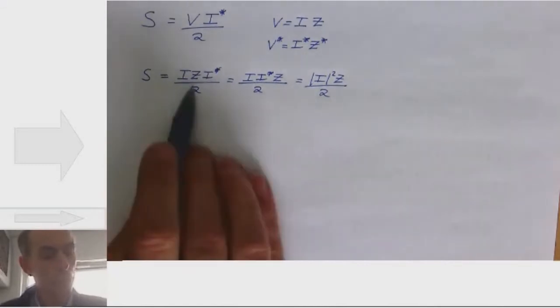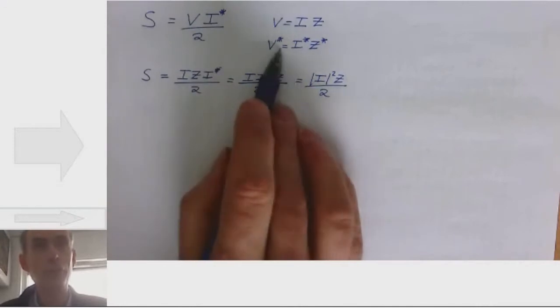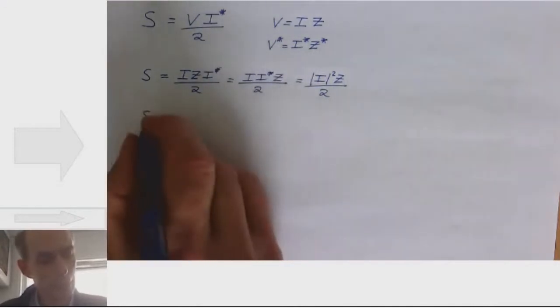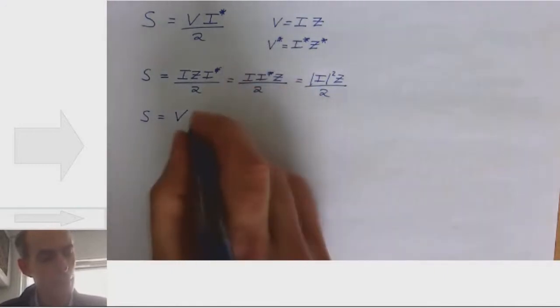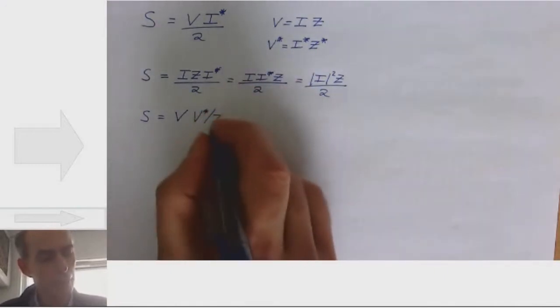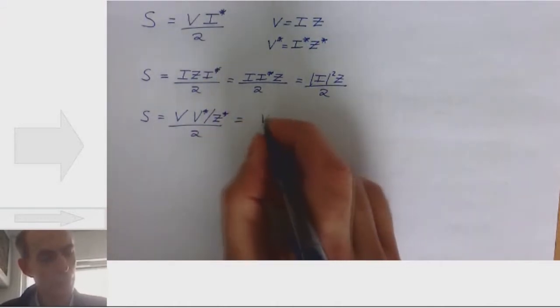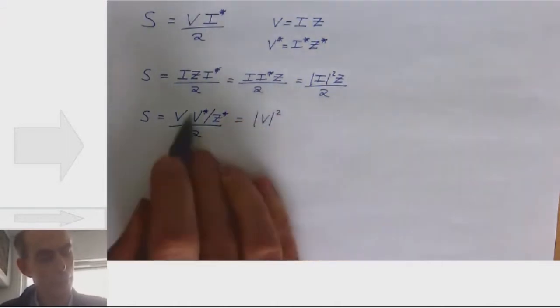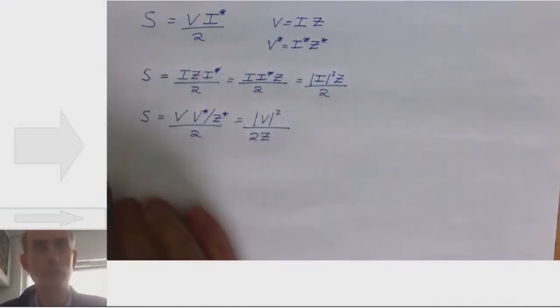I could also substitute in for the complex conjugate of the current from this expression here, and that would give me S equals V times V complex conjugate divided by Z complex conjugate, divided by 2, which is the square of the magnitude of the voltage divided by 2 times the complex impedance.